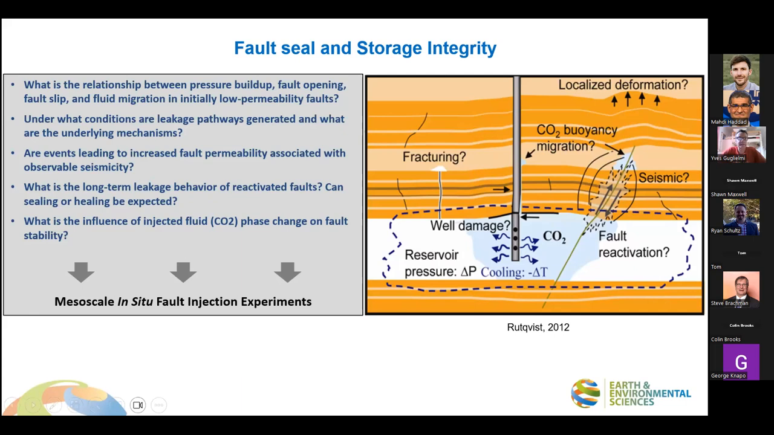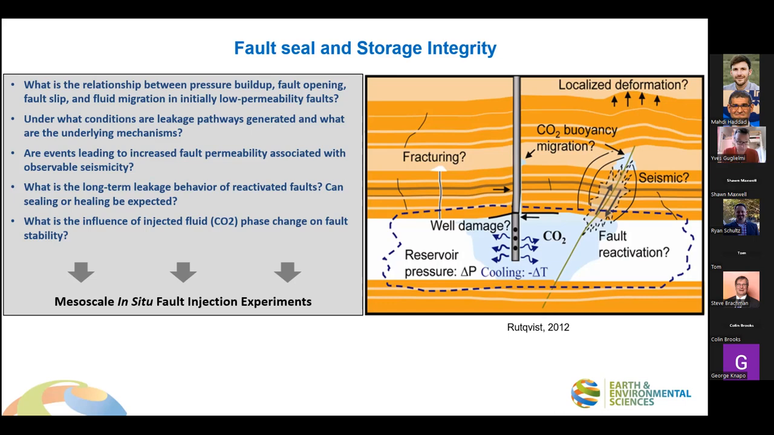So in more detail, the key questions are: what kind of relationship is there between a pressure increase, a fault movement, opening and slip, and eventually fluid migration? What is the mechanism? Can it create seismicity even in a caprock? And after the activation, what happens? Is there any sealing or healing of the activated fault?